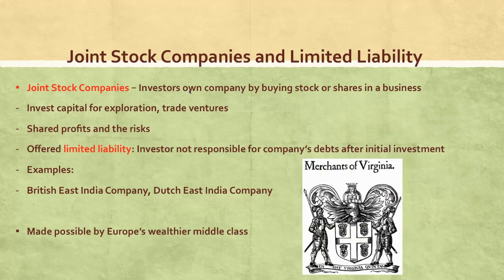Zacatecas and Potosi. All right, let's talk about joint stock companies. So we've got a solid definition of these things. Joint stock companies are where investors come together, buying stock or shares in a business. And by buying a stock or a share in a business, you now have control or partial control of that business.